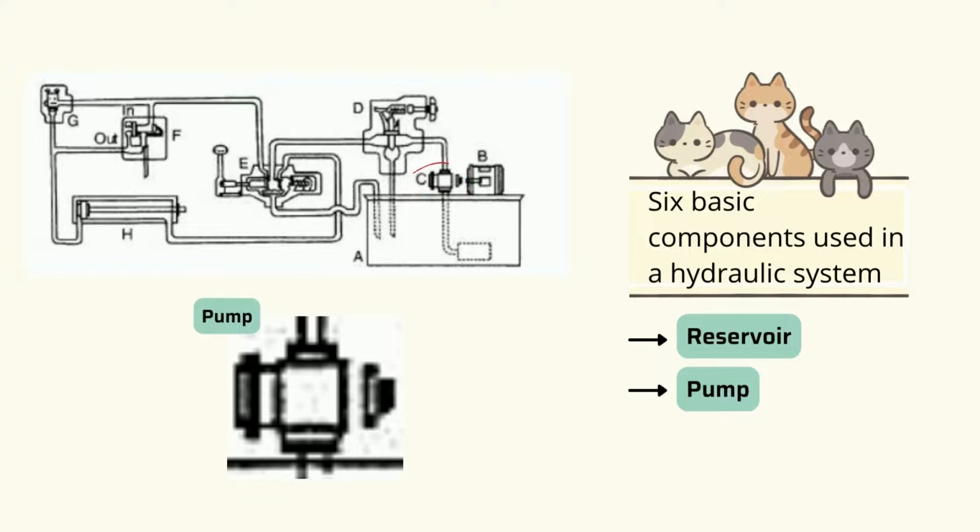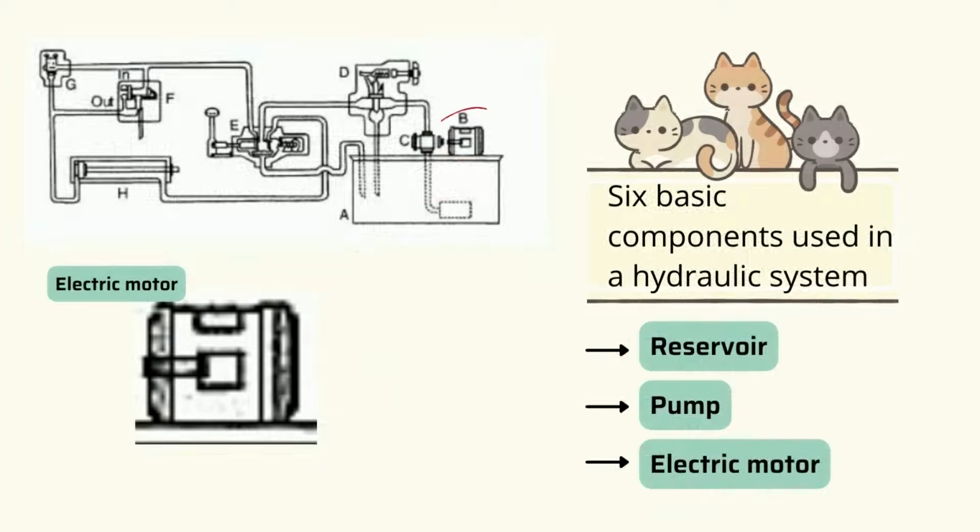The second component used in the hydraulic system is the pump. A pump is used to force the oil through the system. It converts mechanical energy into hydraulic energy, and this is done by the movement of fluid, which is the transmission medium. The third component is the electric motor, or other power source, to drive the pump.